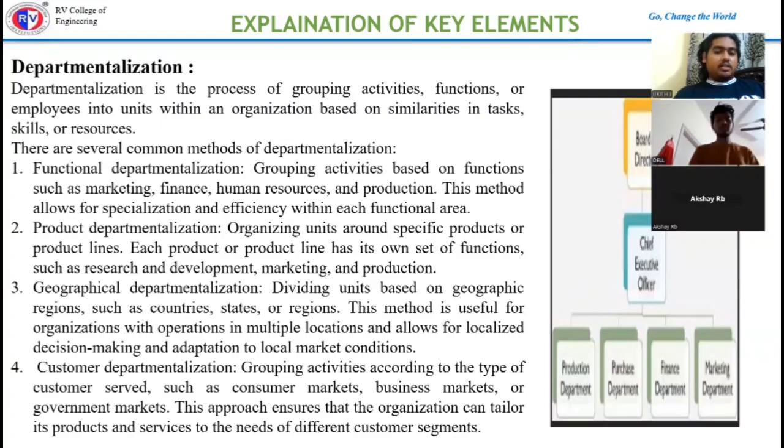Geographical departmentalization divides units based on geographic location such as country, state, region, etc. It's useful for multiple locations and allows for localized decision making and adaptation to local market conditions. Customer departmentalization groups activities according to the customer, such as consumer market, business market, government market, etc., so the organization can tailor its products or services to the different sectors.